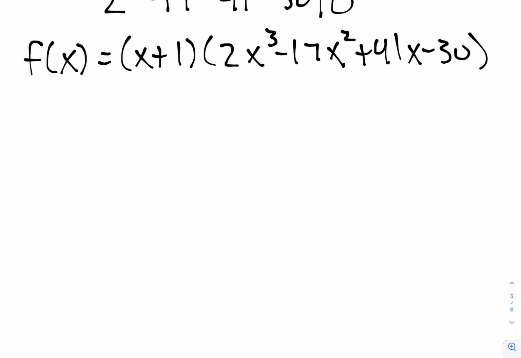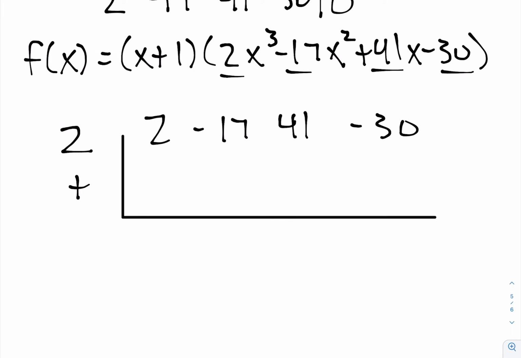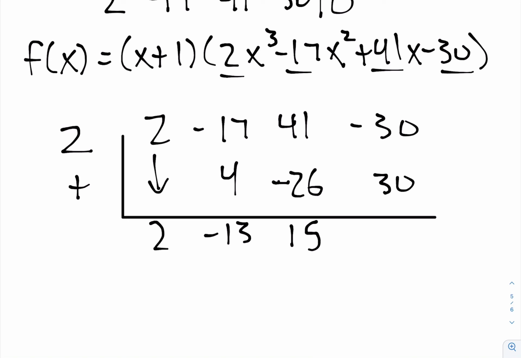Okay, so with x as positive 2 for our number here, our coefficients are 2, negative 17, 41, negative 30. Bring down the 2 as always. 2 times 2 is 4. Negative 17 plus 4 is negative 13. Negative 13 times 2 is negative 26. 41 plus negative 26 is 15. 15 times 2 is 30. Negative 30 plus 30 is 0. So like we suspected, our remainder is 0.